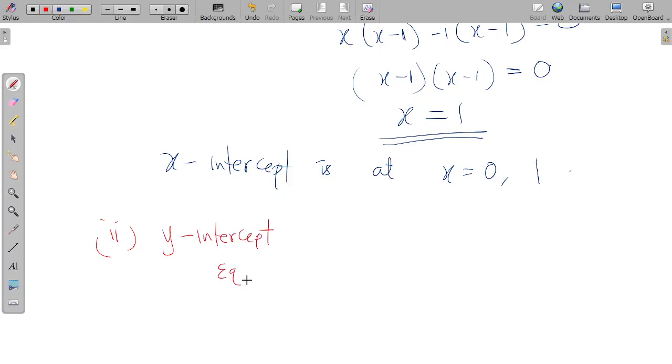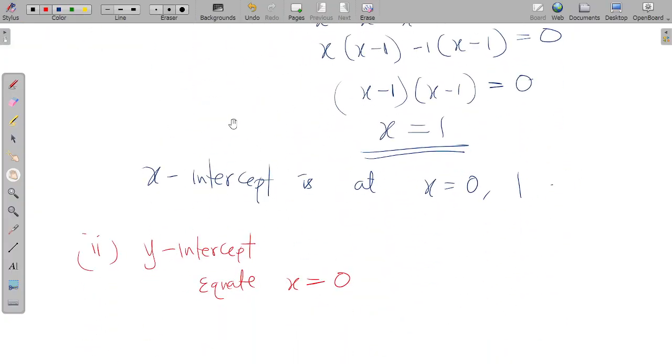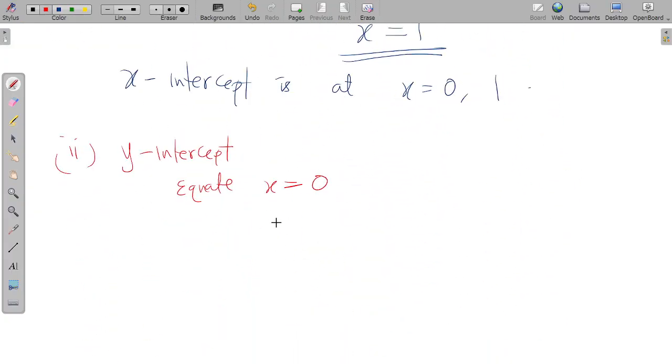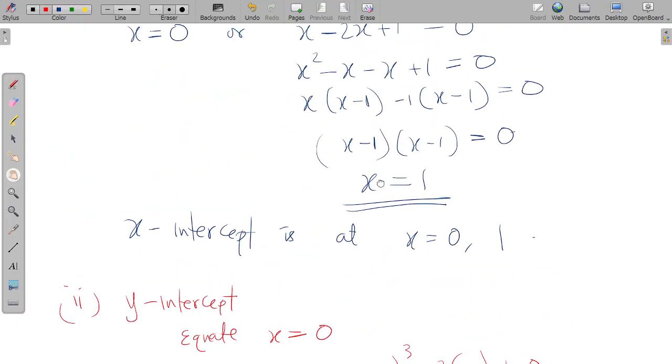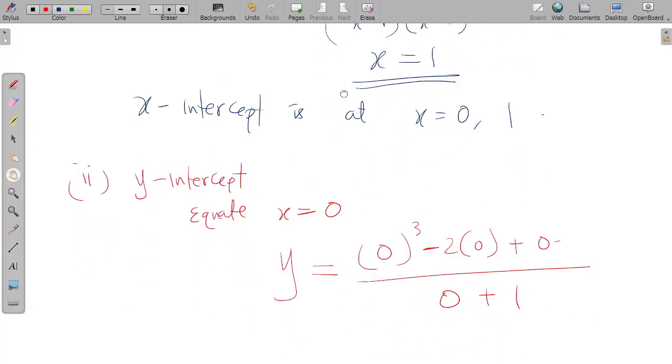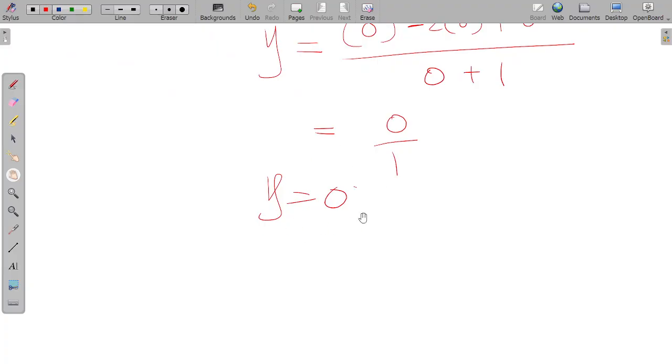That means we equate x to 0. Okay, in the formula, if we equate x to 0, y will be equals 0 cubed minus 2 times 0 squared plus 0, all over 0 plus 1. Am I right? Okay, let's check. Yeah, 0 plus 1. So we're going to be having there 0 over 1. So that means the y-intercept is at 0. Okay, y-intercept is at 0.